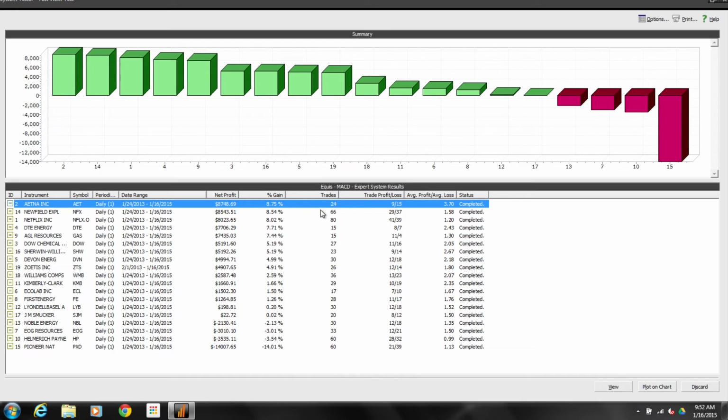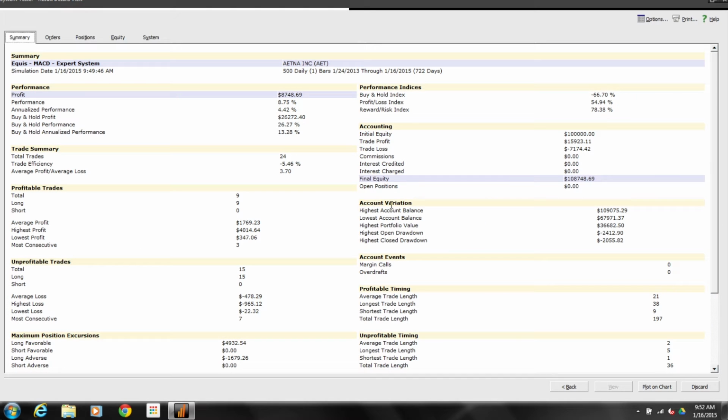So far we like Aetna up here at the top. It's performed well. We've had some big winning trades, as we can tell, and we can go in and get into more detail. So let's look at the trade summary screen here and identify which one of these is going to be the best. So again, profit here, we had 8,748, buy and hold.